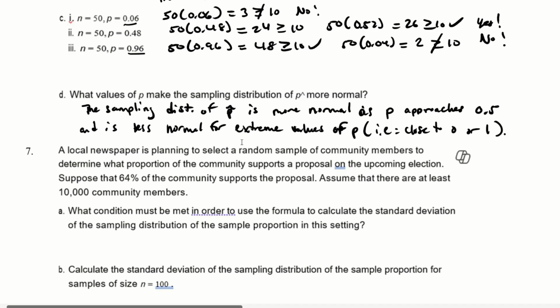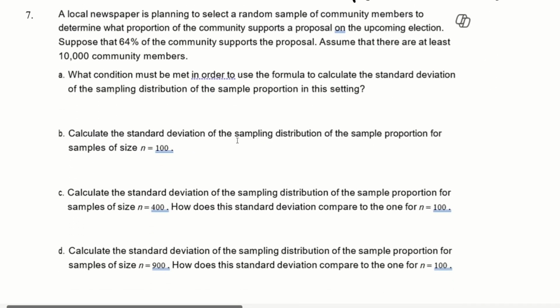Okay, so number 7, a local newspaper is planning to select a random sample of community members to determine what proportion of the community supports a proposal on the upcoming election. Suppose 64% of the community supports the proposal. Assume there are at least 10,000 community members. What condition must be met in order to use the formula to calculate the standard deviation of the sampling distribution of the sample proportion in this setting? All right, so the condition for this to be able to use the standard deviation is a 10% condition.